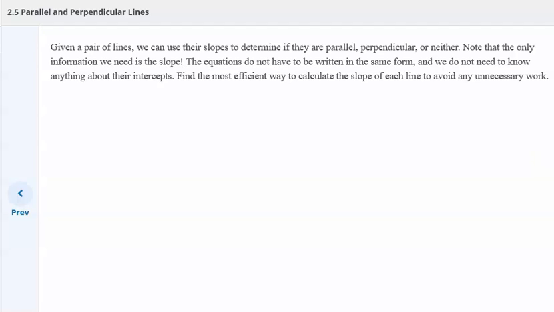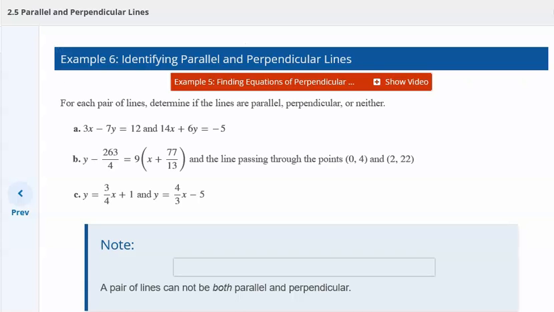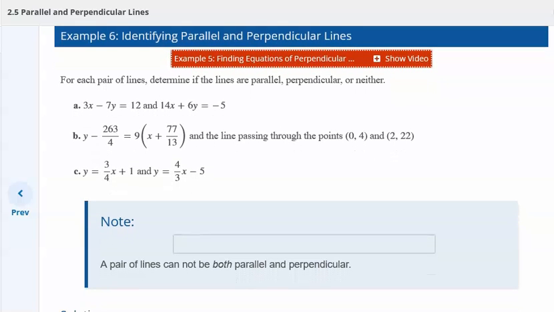Now, given some background information for figuring out whether lines are parallel or perpendicular, going back to what we said in the beginning, if the slopes are the same and the y-intercepts are different, the lines are parallel. If the product of the slopes is -1, then the lines are perpendicular. So looking at example 6 now, and if you're taking notes, you should always be writing the example number down. How do we work these?